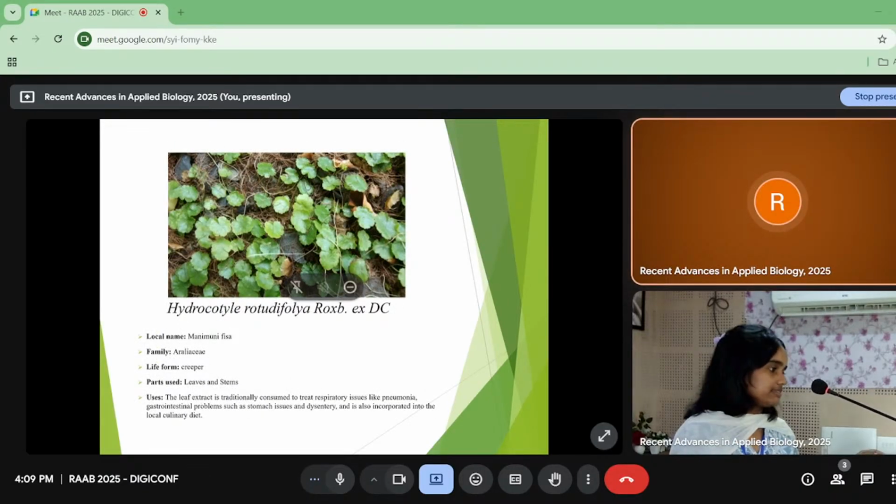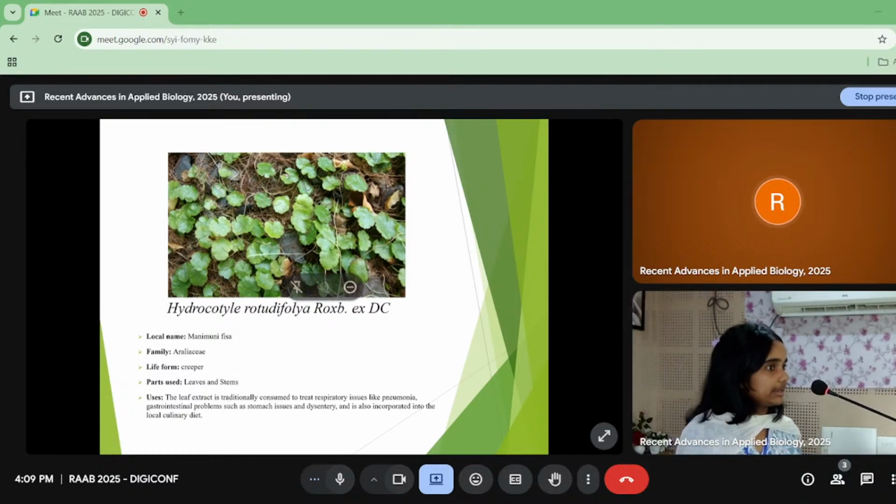Another species is Hydrocotyle rotundifolia. This leaf is traditionally consumed to treat respiratory issues like pneumonia, gastrointestinal problems such as stomach issues and dysentery, and is also incorporated into the local culinary tradition of the Bodo.